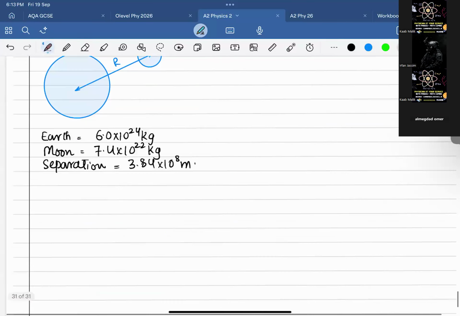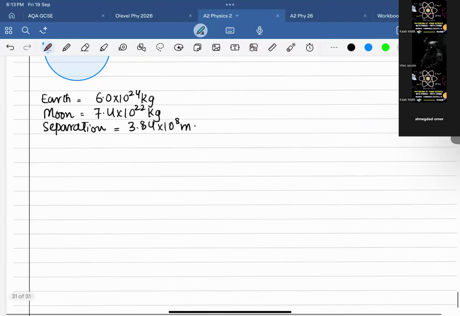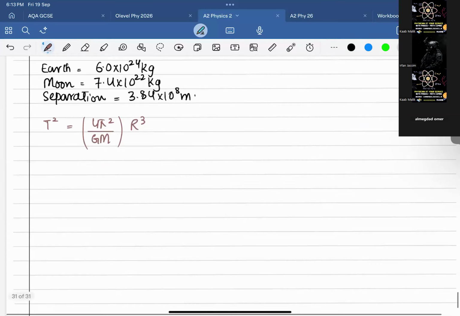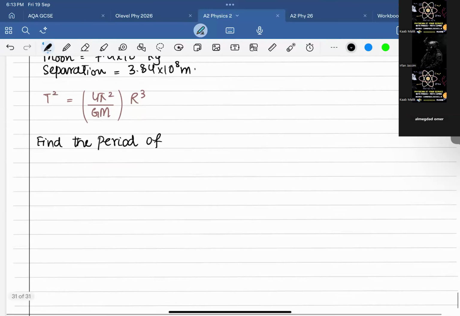So you have to use T squared equals 4 pi squared over GM times r cubed, and find the period of the Moon. Just try it, please.